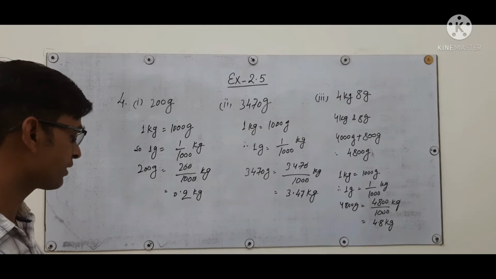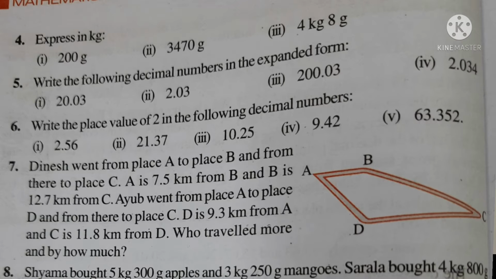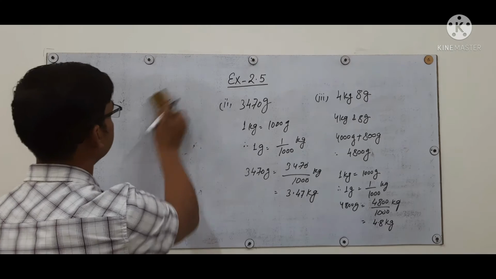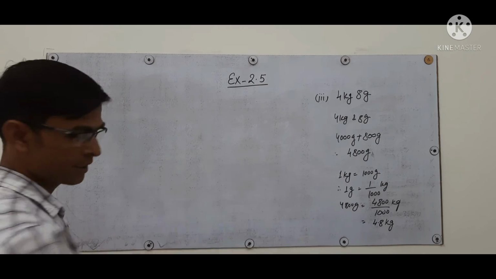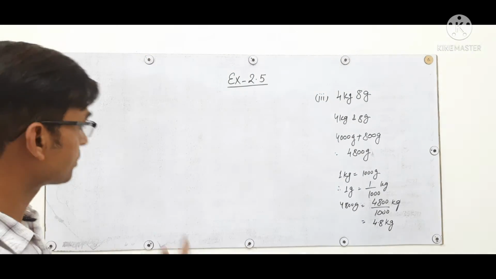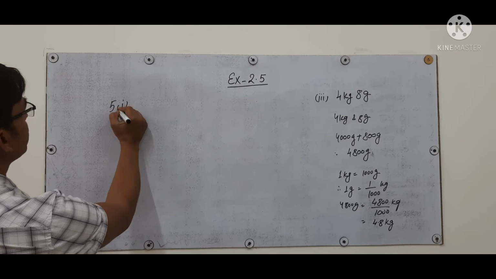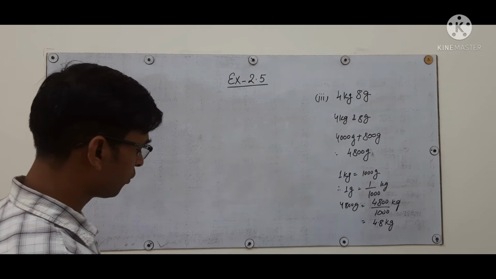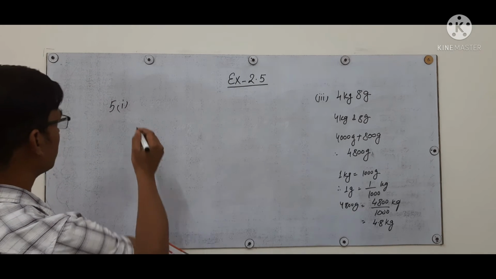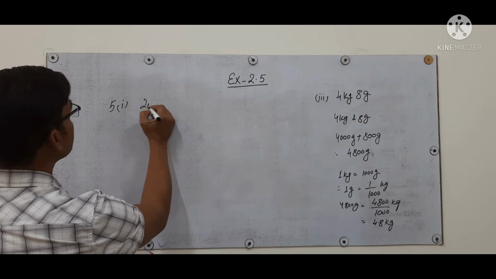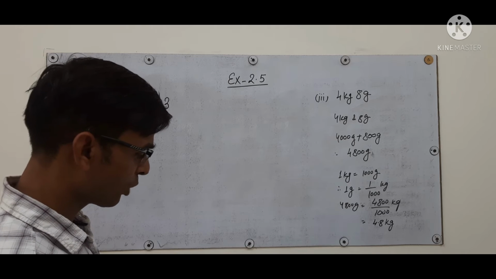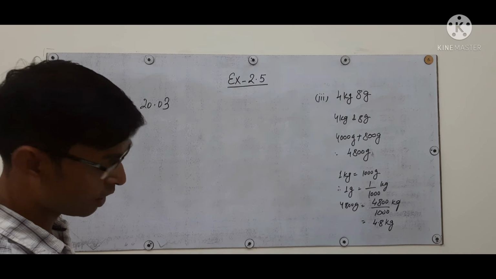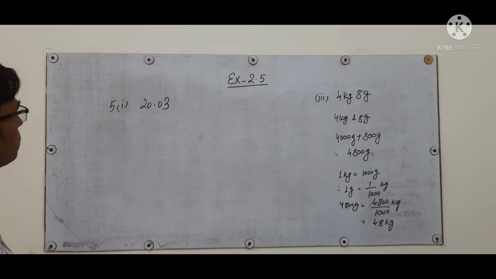And question number 5 is now on your screen also, and it is: express the following in expanded form. So we have to just express these numbers in expanded forms. So just look here how we will express it in expanded forms. And question number 5, part first is 20.03, and we have to express it in terms of expanded form.